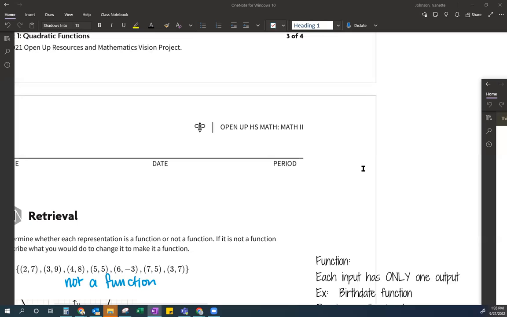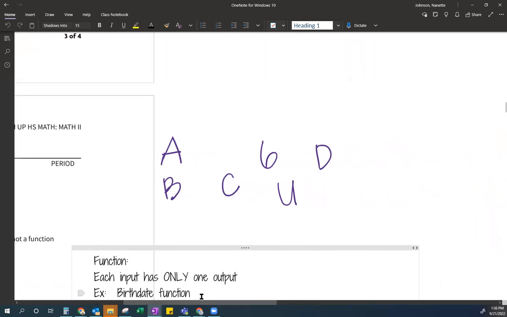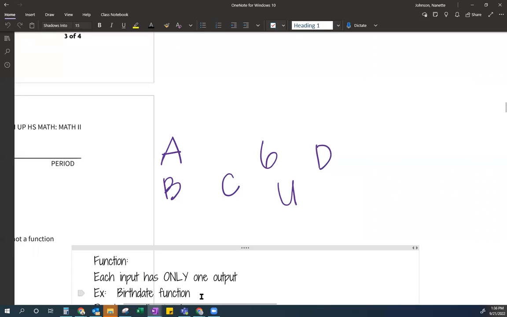So I got all kinds of letters. I got the letter A, I got the letter B, I got the letter C, I got the number 6, I got the letter U. What else did I get? I got D, I got D. Okay, so that's good enough. Yes, perfect. Thank you for participating. You guys are doing great. I am catching all these for your participation points.